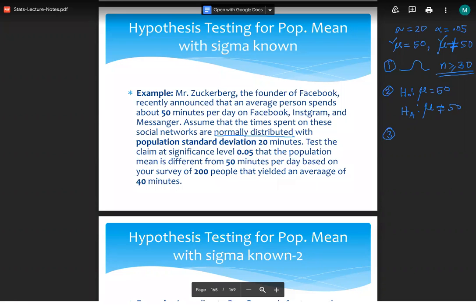Number three, your test statistic Z star, in this case, is going to be X bar minus mu divided by sigma over square root of the sample size n.